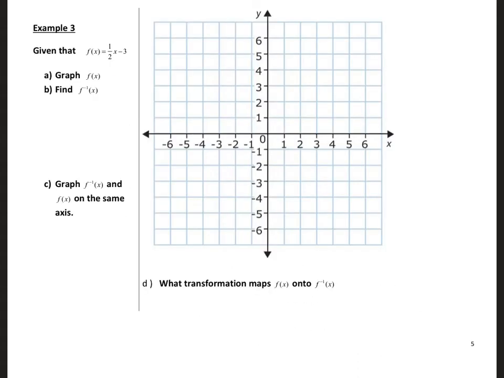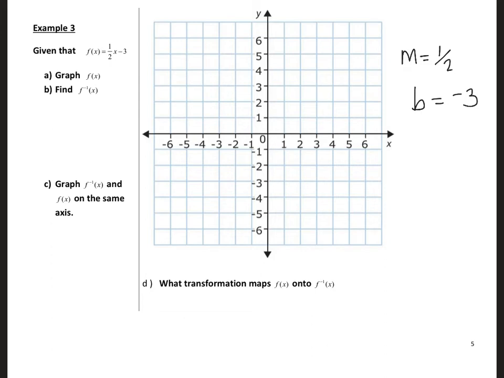Okay, now let's see how we can graph the inverse function. We are given this function, and we graph it and then graph the inverse on the same grid. And here I'm just going to do the graphing. Okay, so we start by graphing. I see that m is equal to 1/2, and the y-intercept is -3, so b is -3.